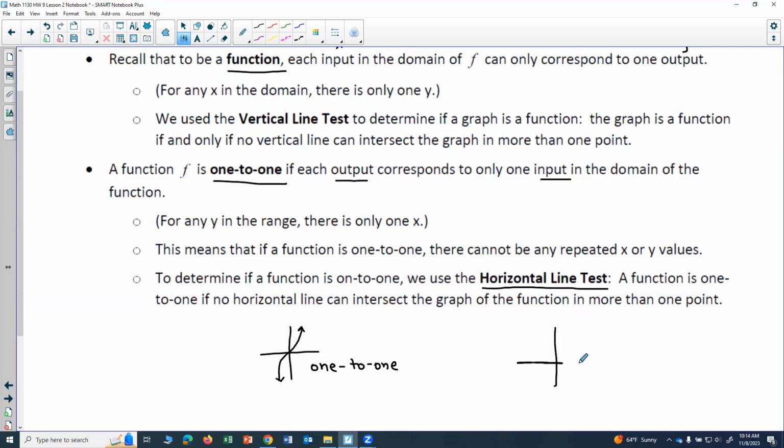Now, on the other hand, let's say I had a parabola. So let's say I had a graph that looks like this. Now, this passes the vertical line test because anywhere I draw a vertical line, it will only touch the graph at one spot. So this one is a function. However, if I drew a horizontal line, you can see it would touch the graph in more than one spot. So this one would not be one-to-one.